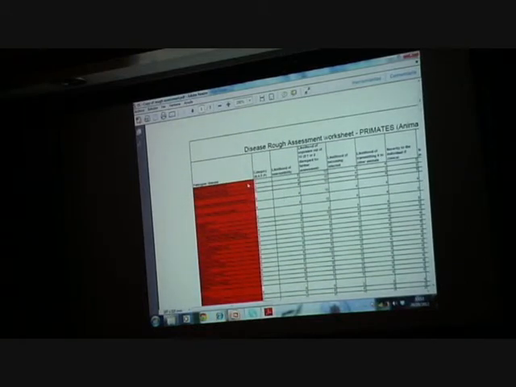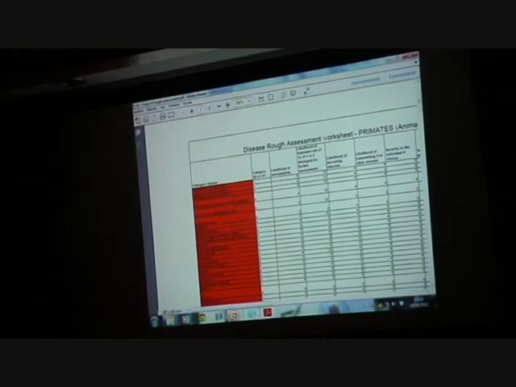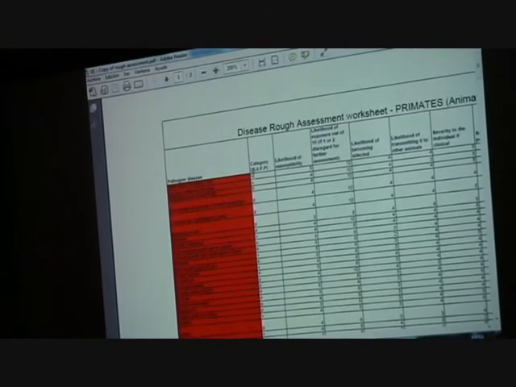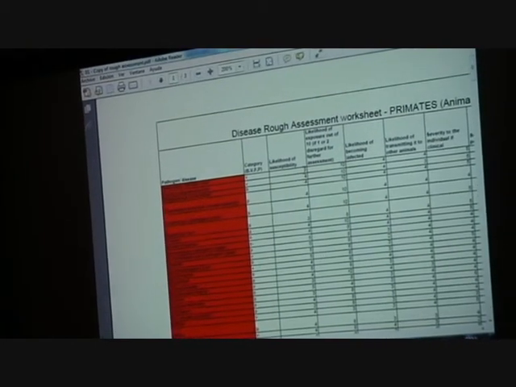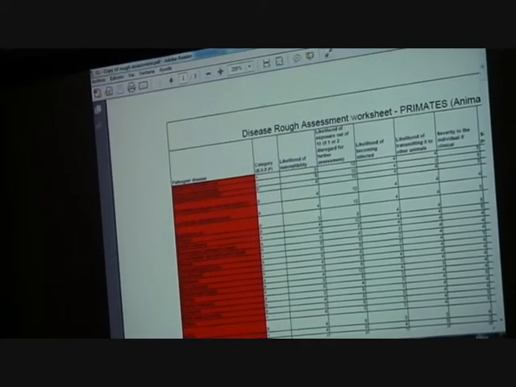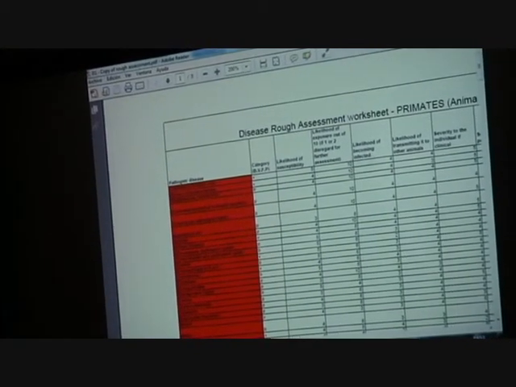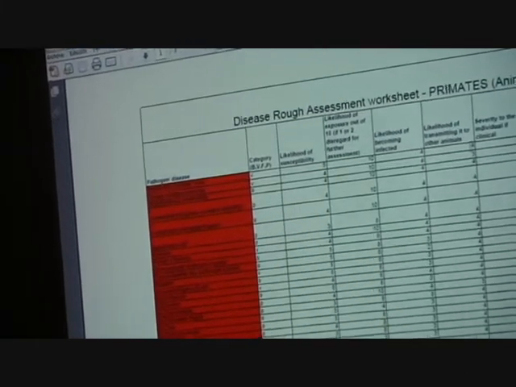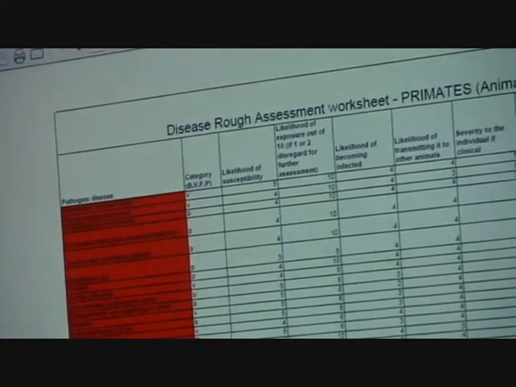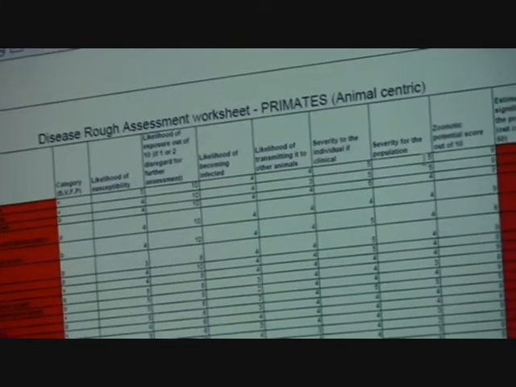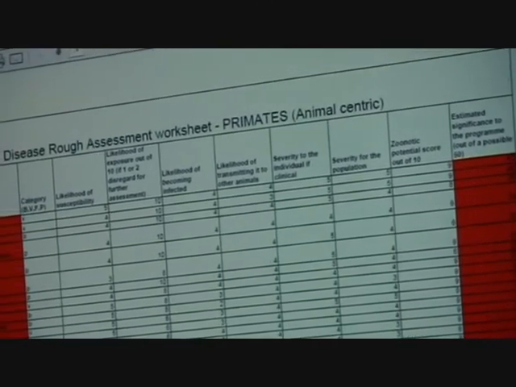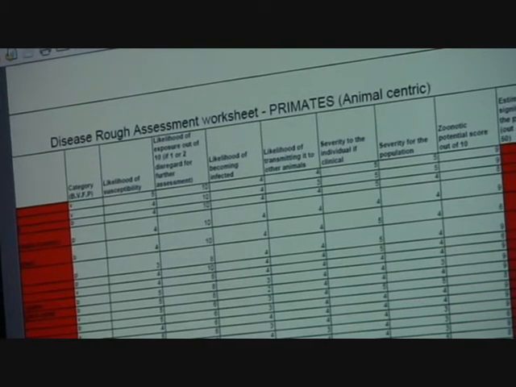But basically, I'll go for the very top one. Pathogen or disease: respiratory syncytial virus, it's a virus. Likelihood, this is for chimpanzees. Likelihood they're susceptible, out of 5, they're very susceptible, animals die with it. Likelihood of exposure, likelihood of becoming infected, likelihood of transmitting it to others, severity for the individual if they become clinical, severity for the population, zoonotic potential. And these are basically ranked, so you'd be able to see what is the most important disease that you should be looking for.